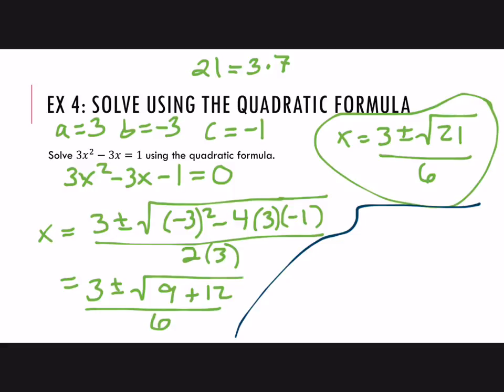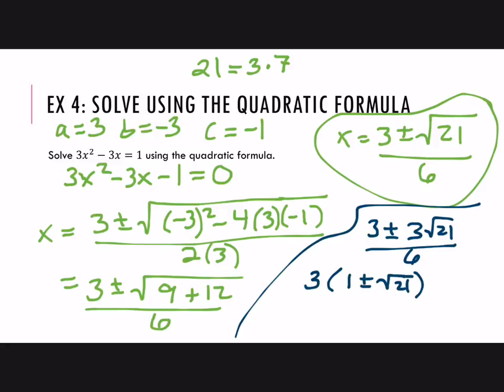However, if you had 3 plus or minus 3 square root 21 over 6, then we could reduce this. All right, so I would factor a 3 out of the numerator, and this would be 1 plus or minus square root 21. And then I would factor 3 out of the denominator, and that would then be a 2. And then now I know that 3 over 3 is 1.